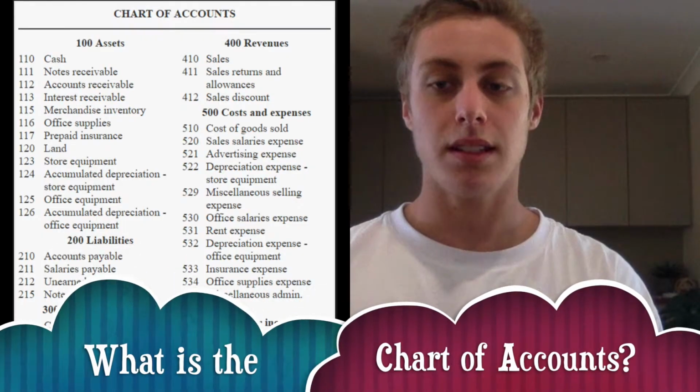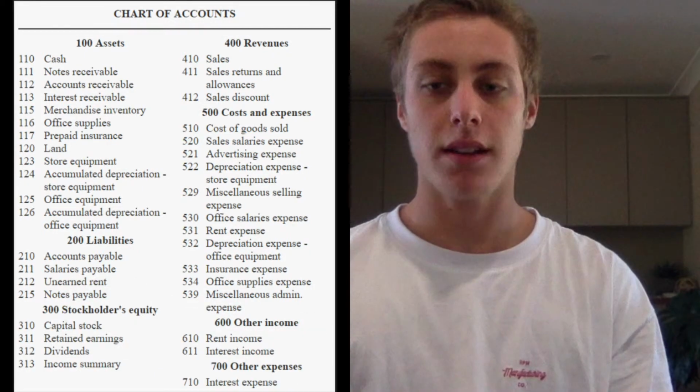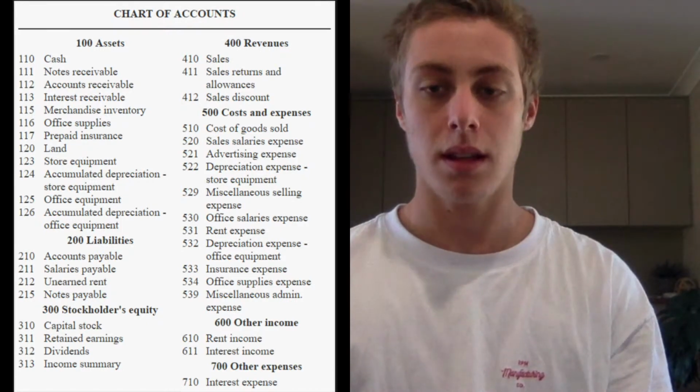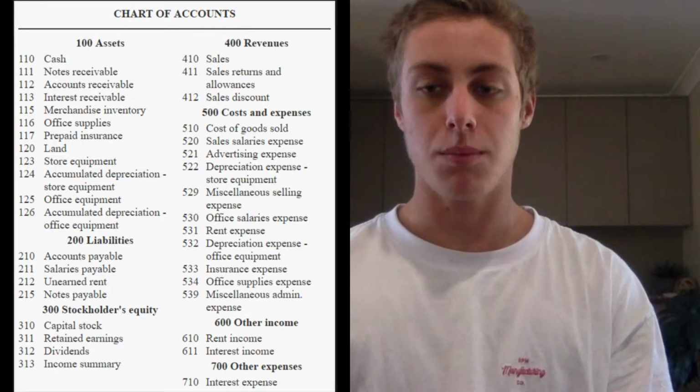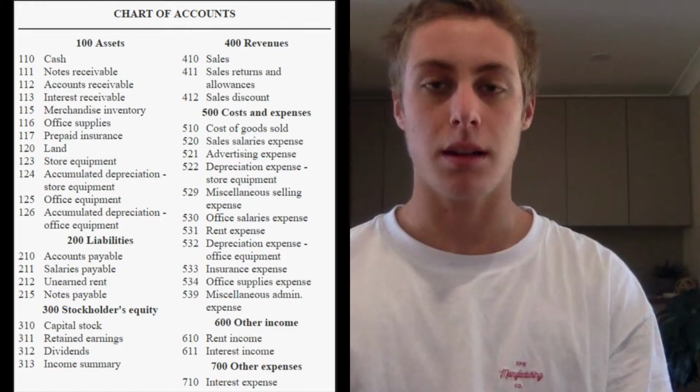A chart of accounts is a list of all the accounts kept by the organisation, grouped in ways which link to the balance sheet and income statement. It's like the foundation from which the accounting system is built and allows for the systematic recording of business transactions. The chart of accounts is broken up into 4 categories: assets, liabilities, equity, and income and expenses.